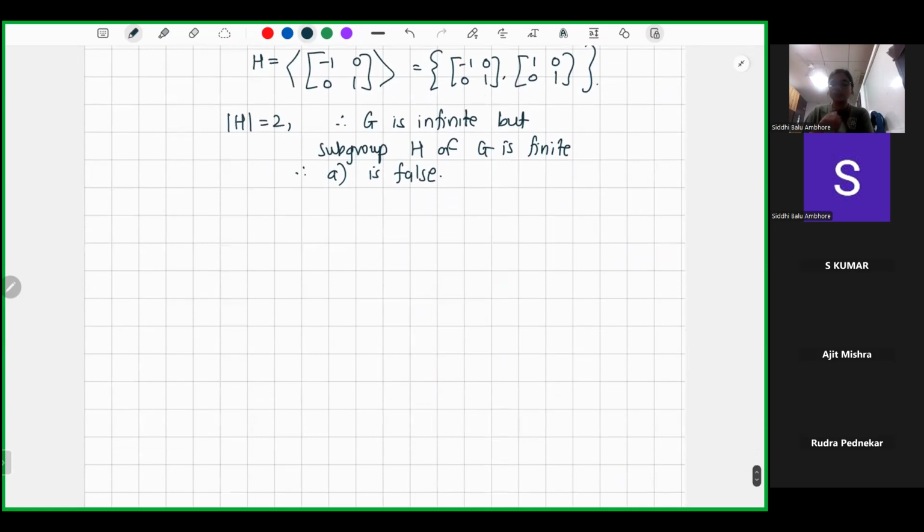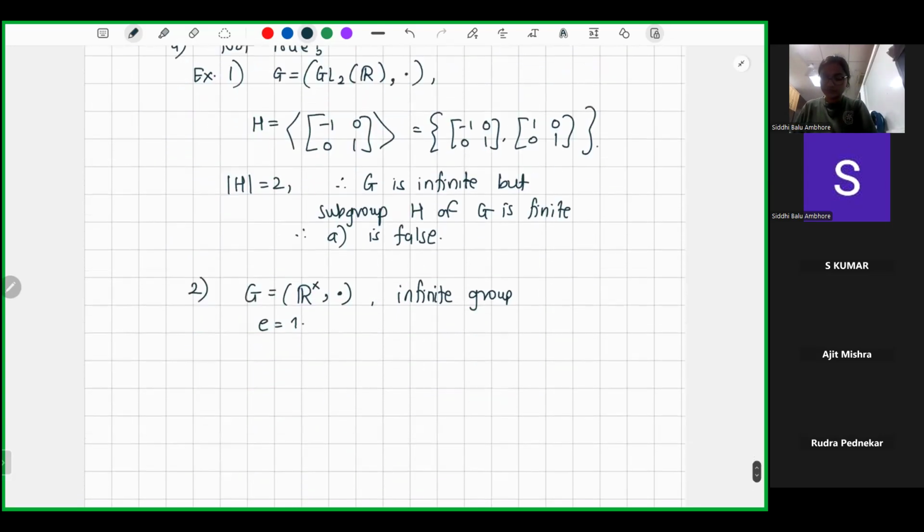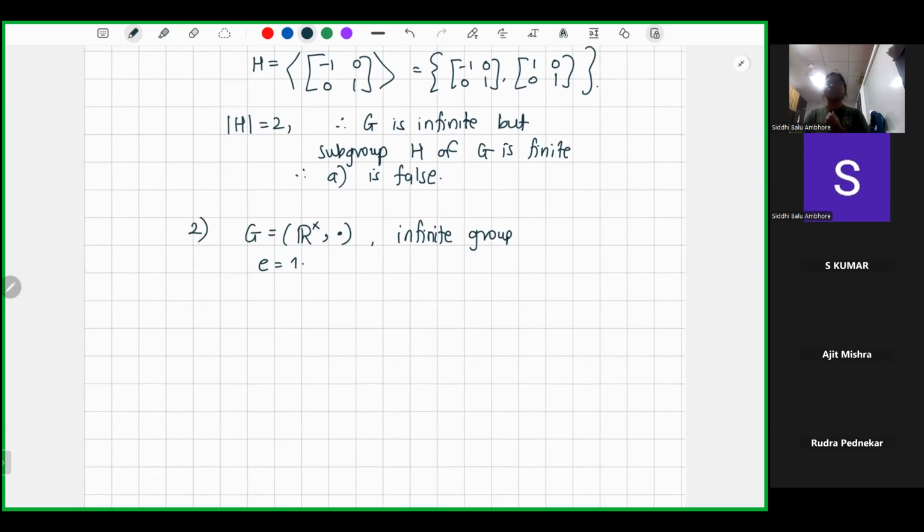If this example is too much, we can also take G to be R star, comma, with multiplication. This is an infinite group, right? This is the multiplicative group of R, and here the identity is 1. You can then take H to be minus 1, 1. This is again a group, a subgroup of R star of order 2, and this is non-trivial. Here also this was non-trivial.